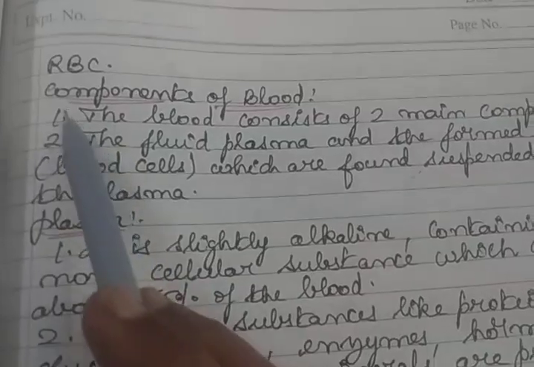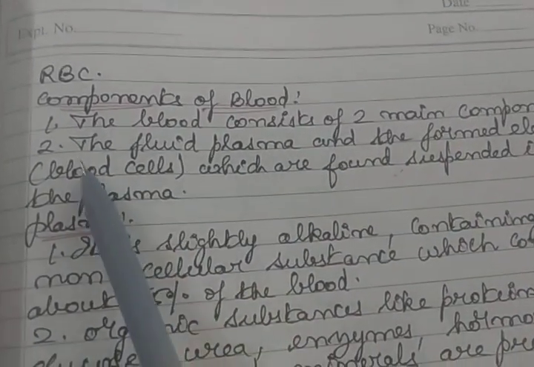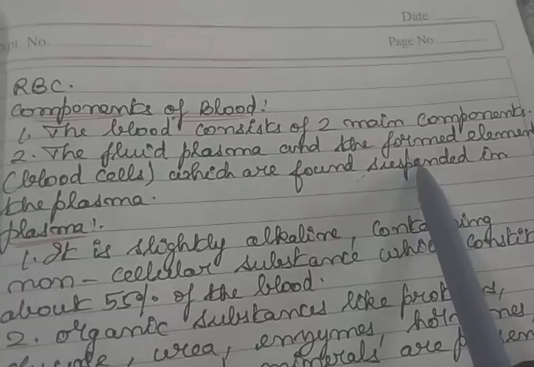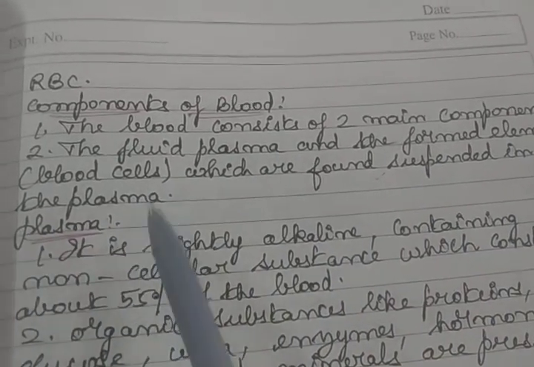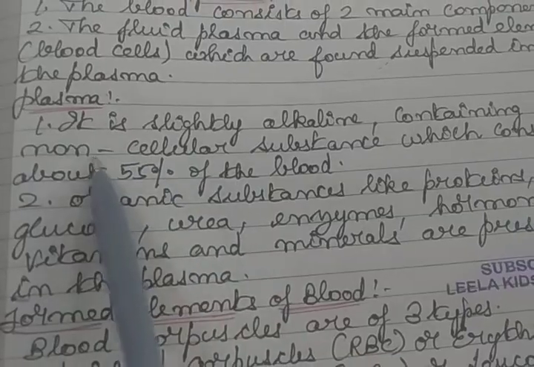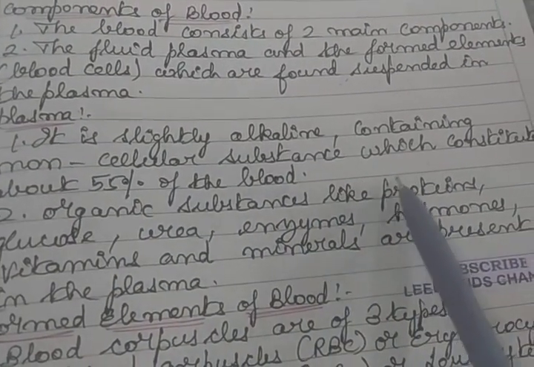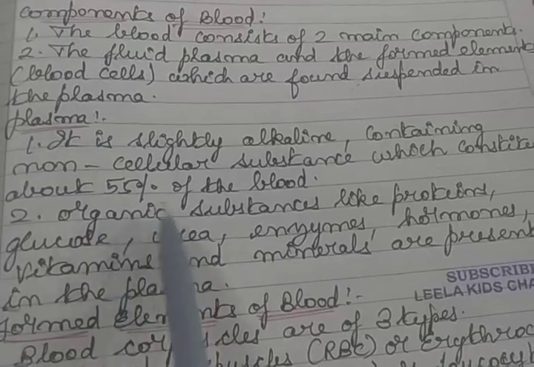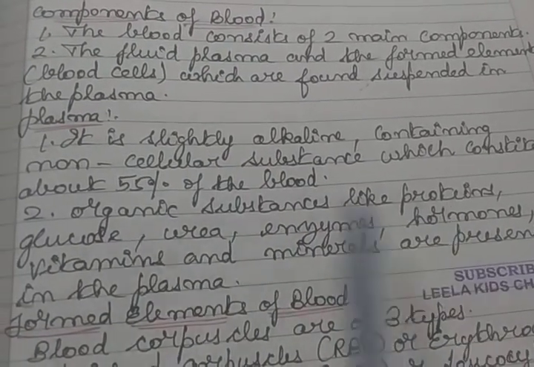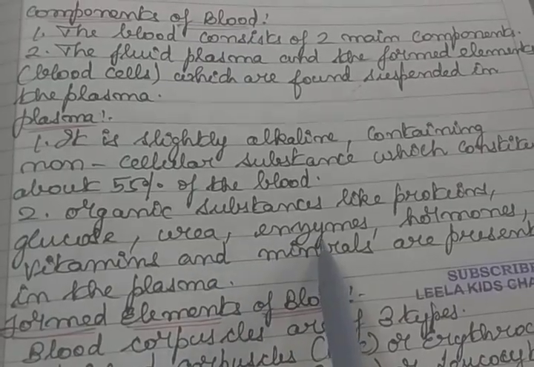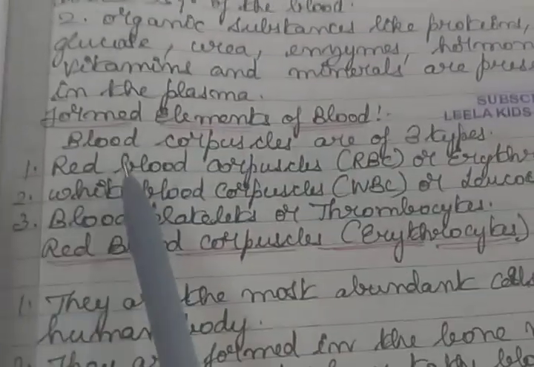Write the components of blood and explain RBC. The blood consists of two main components, the fluid plasma and the formed elements, the blood cells, which are found suspended in the plasma. Plasma is slightly alkaline, containing non-cellular substance, which constitutes about 55% of the blood. Organic substances like proteins, glucose, urea, enzymes, hormones, vitamins and minerals are present in the plasma.